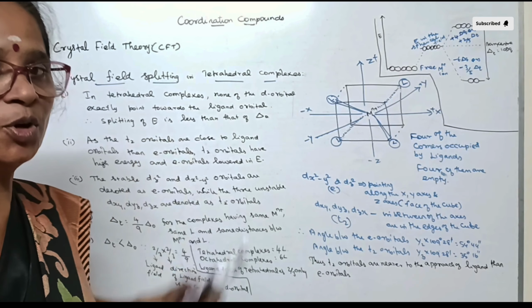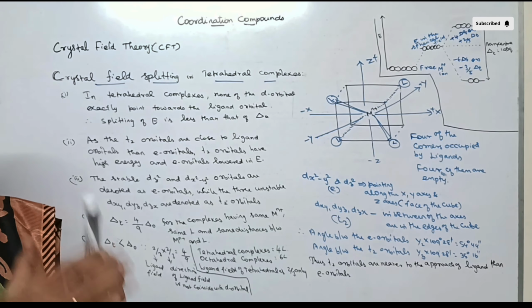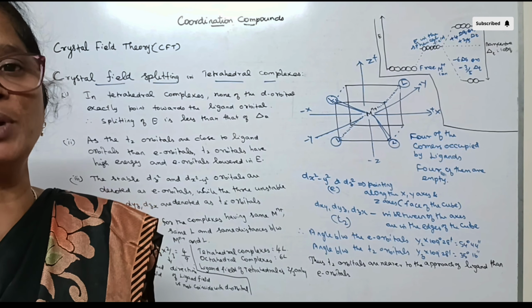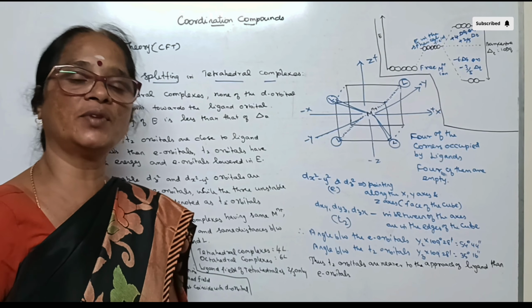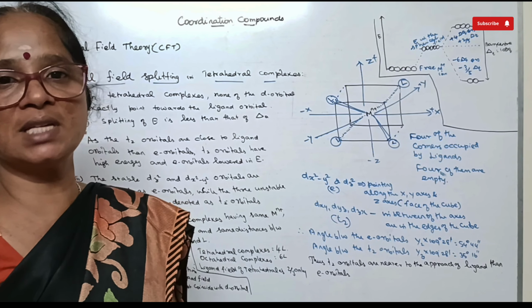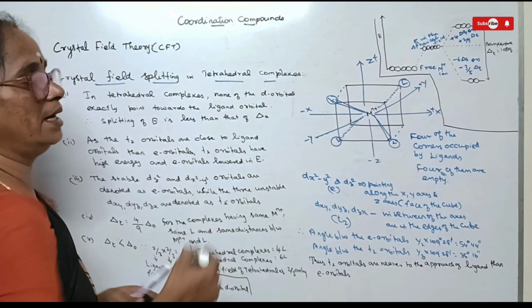Let us discuss crystal field splitting in tetrahedral complexes. Before understanding the splitting of d orbitals in tetrahedral complexes, first of all we should know the orientation of the d orbitals as well as how the ligands are present about the metal ion. We are saying tetrahedral complexes.